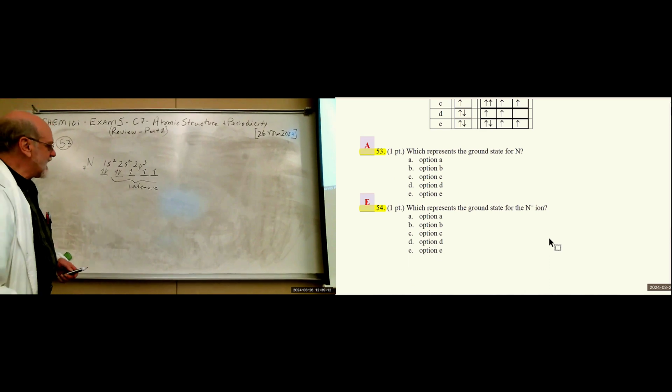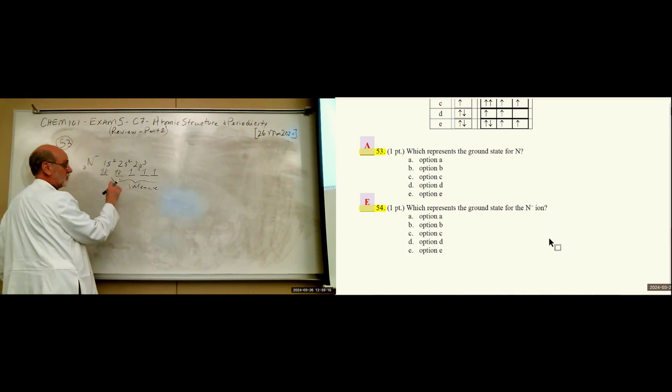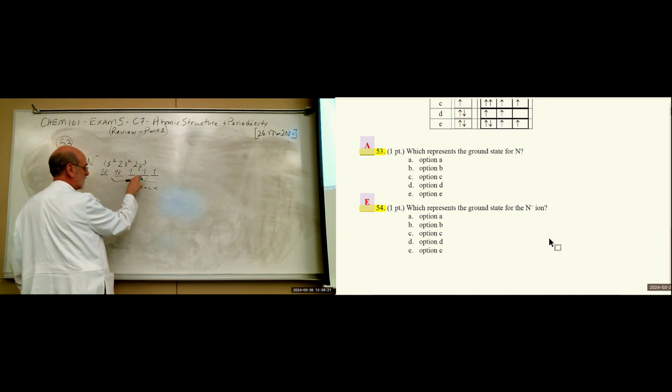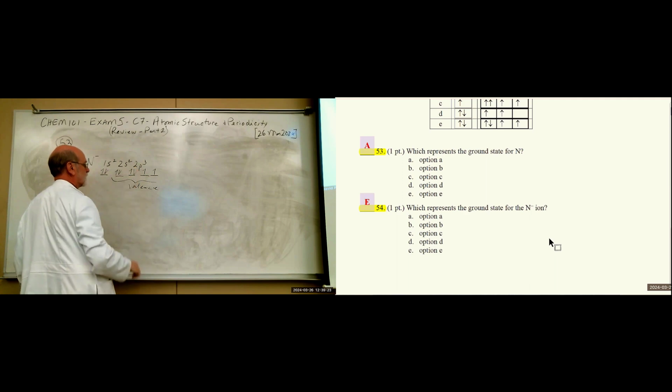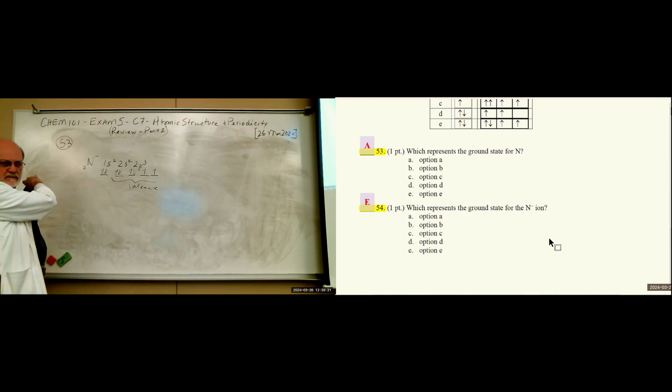Now, what happens if you add an electron? Where does it go? Well, these all have 1 spin up, spin up, spin up. So the next one has to go spin down right there. And that would be E. That would be 54.